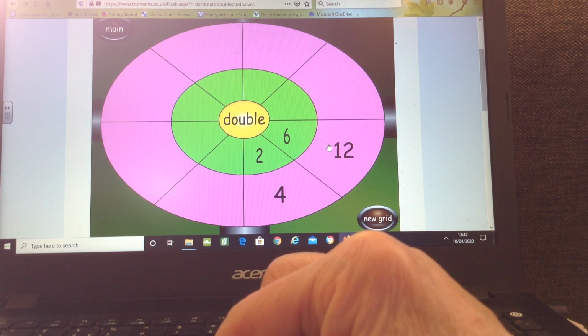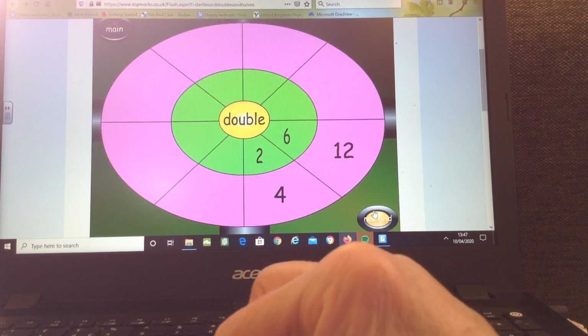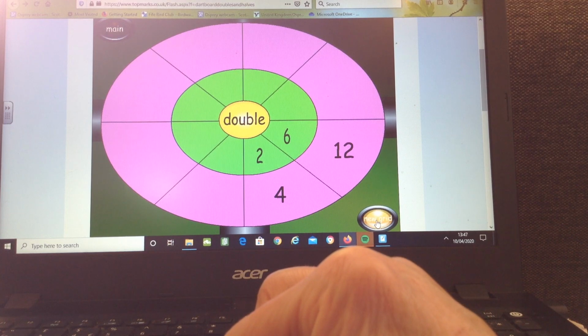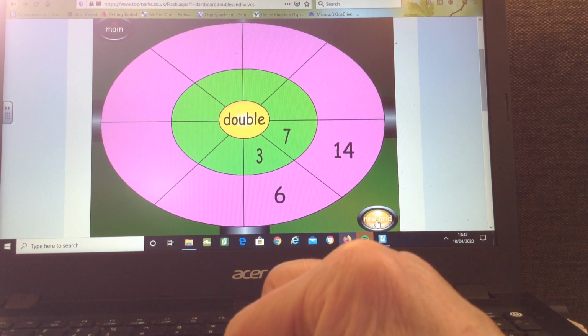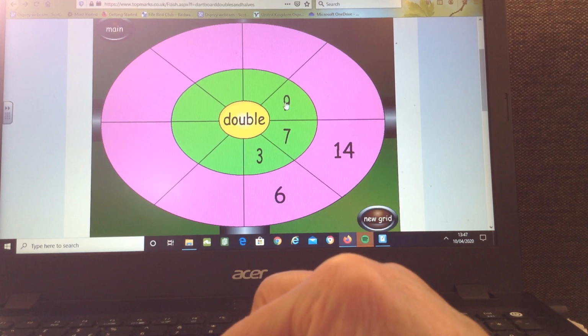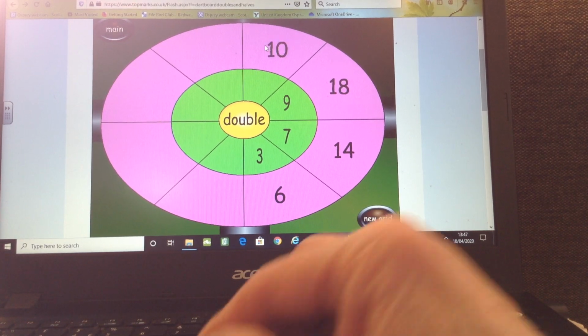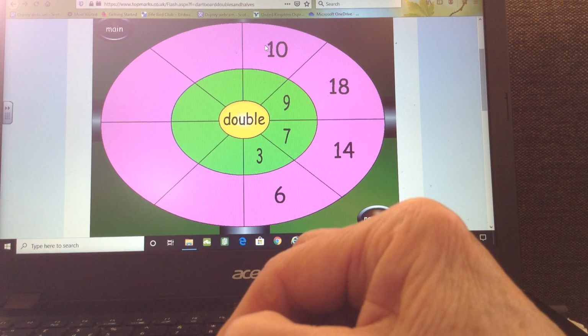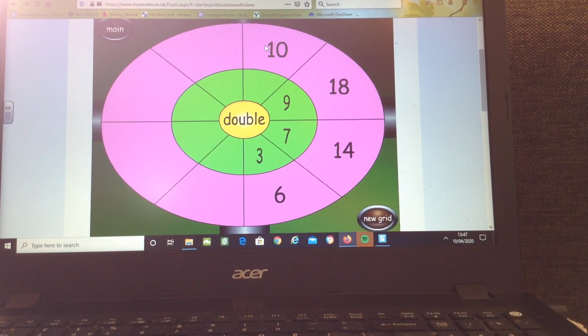You can also set it on halves. Or what you could do is just do it backwards. You could, 9 add 9 is 18, but you could just click on that one and you could find half. Okay, so have fun with those games and make sure you know your doubles really, really well.